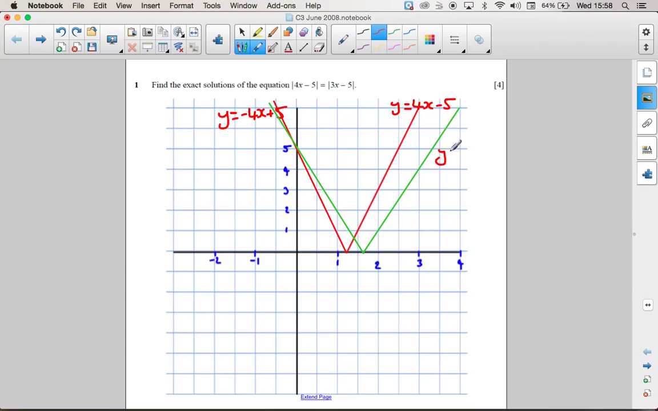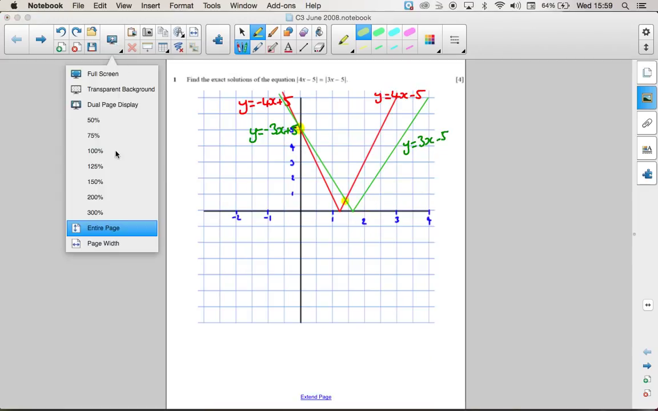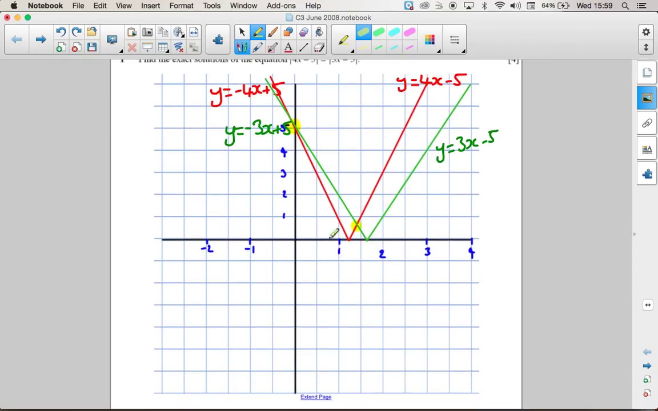So this line was the original, the y equals 3x minus 5. But this green line here is y equals minus 3x plus 5. And we can see that those 2 points of intersection, one is going to come from when minus 4x plus 5 meets minus 3x plus 5, and the second point is going to come from when positive 4x minus 5 meets the negative 3x plus 5. So those are the two equations that we're going to want to solve. So I'll do that underneath.